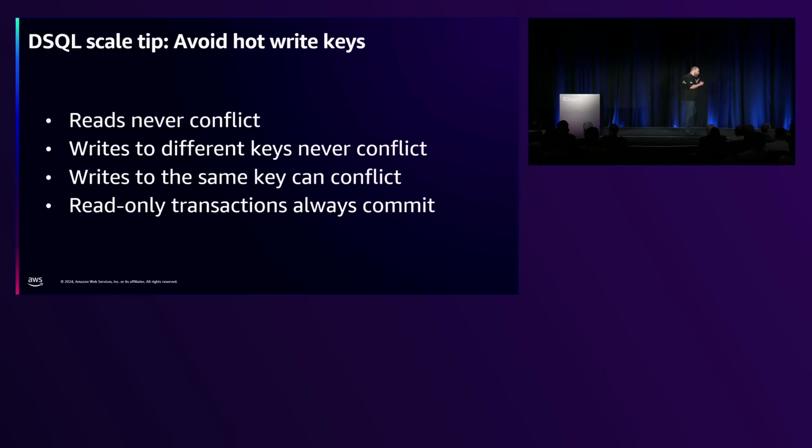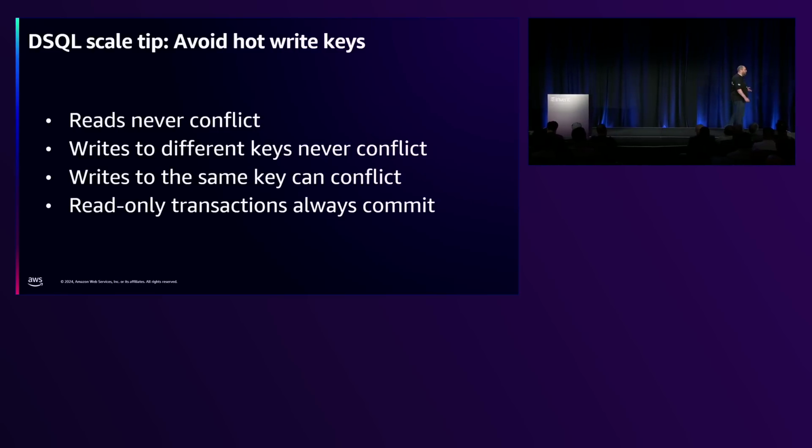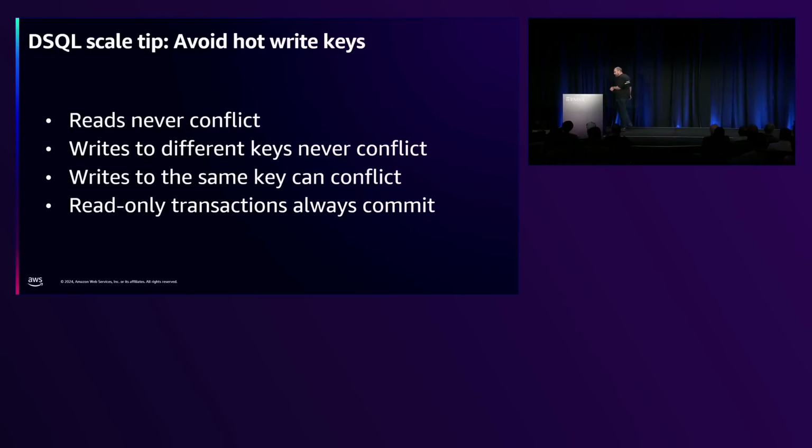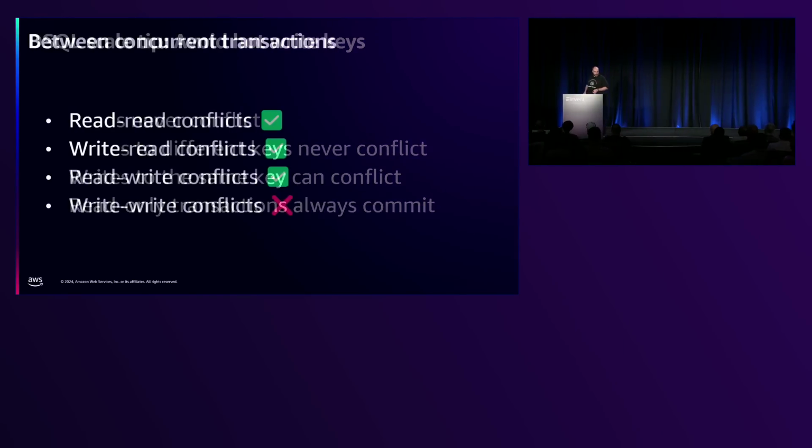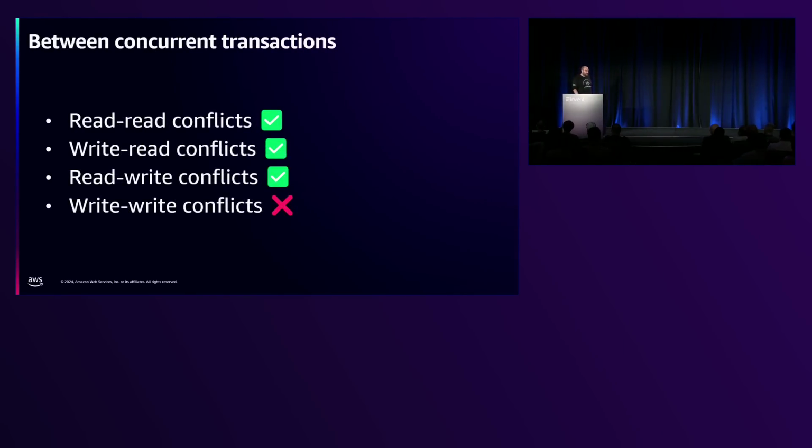And then finally, the final property is that read-only transactions in DSQL always commit. They never get OCC failed for the reason of their first statement, which is reads never conflict. And if it's a read-only transaction, then that can't happen. And so between concurrent transactions, read-read conflicts, two transactions that read the same data do not conflict. That is okay.